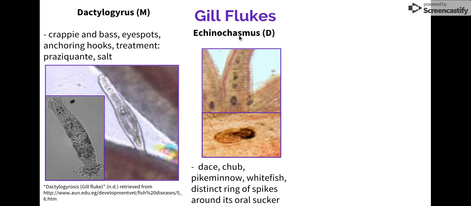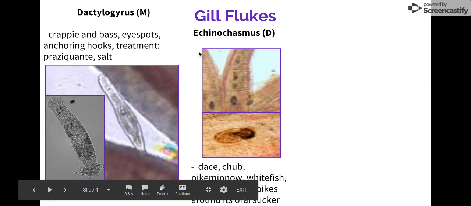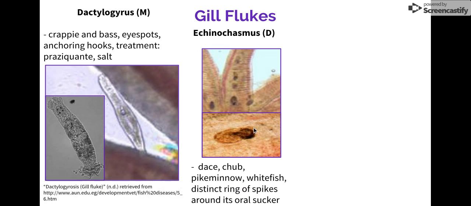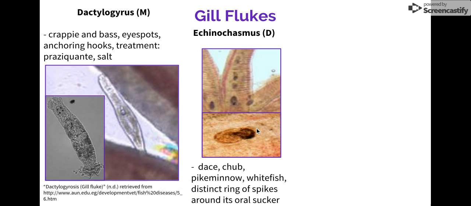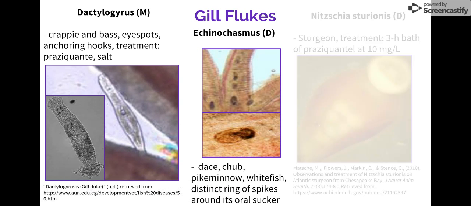Echinochasmus is a digenean, and so here's the gill. These are the gills, and a close-up of that is here, and you can see the very dark, a lot of hooks around the oral sucker. It's very common in dace, chub, pikeminnows, and whitefish.